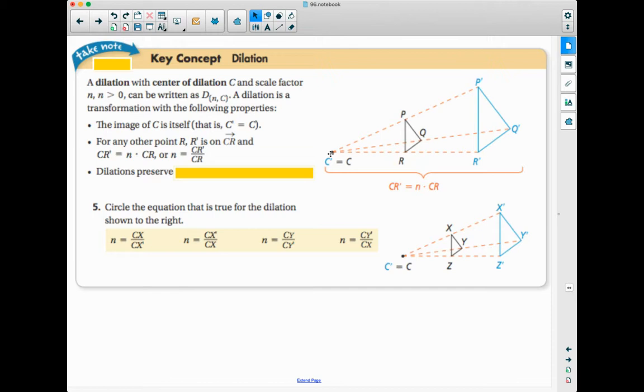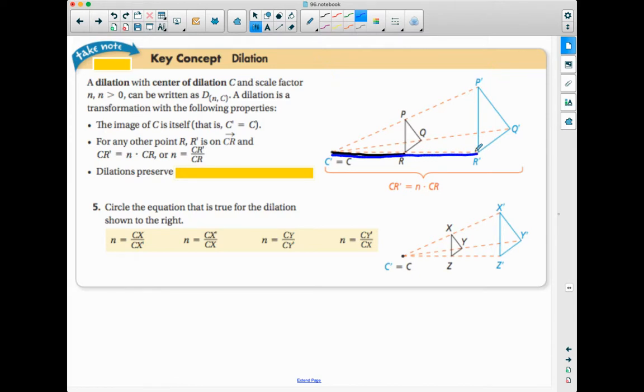It's on itself. For any other point that is not at the center of dilation, say R prime is on the ray CR, and the length of CR prime is n times CR. Or I have CR prime over CR, which is the image over the pre-image. So if we look at this distance right here, look at this figure, our original figure is the black one. So the distance from here to here is where we started. Our image is the distance from here to here.